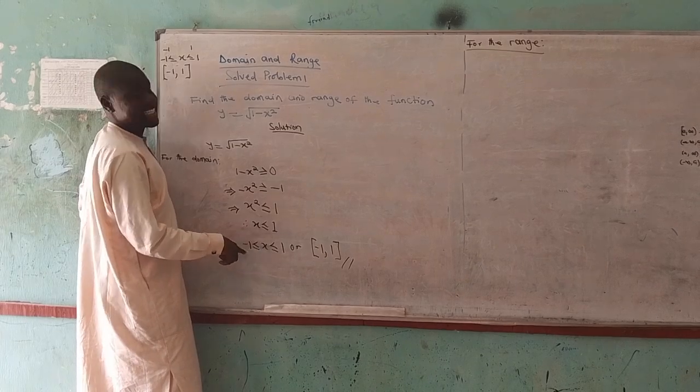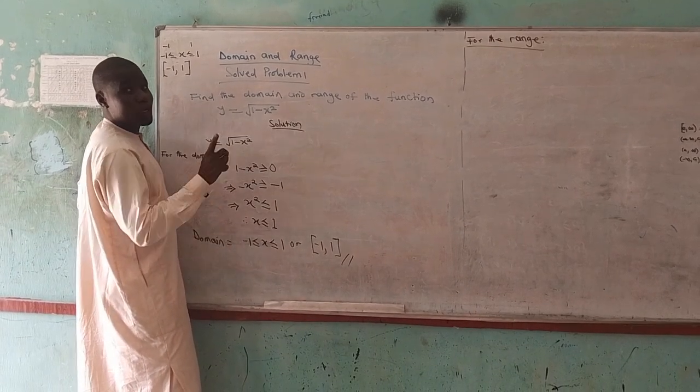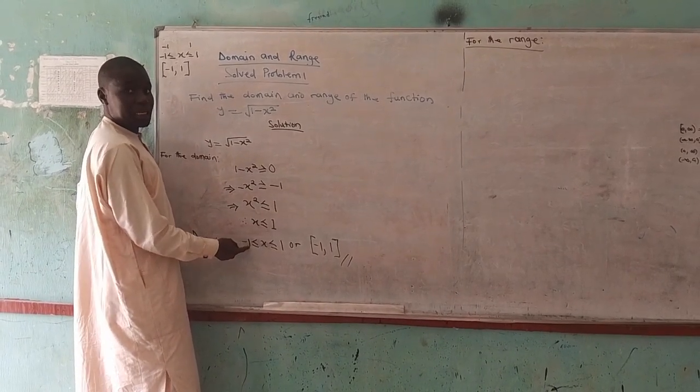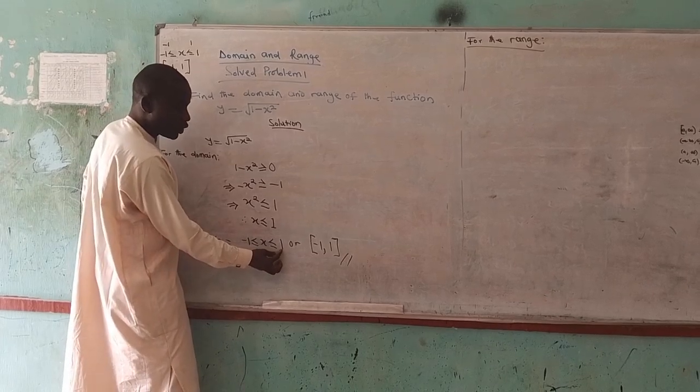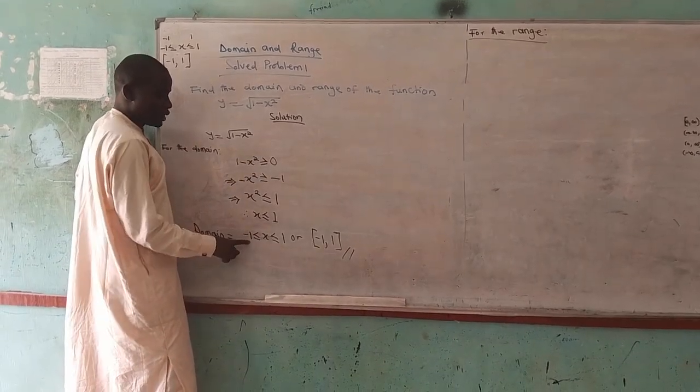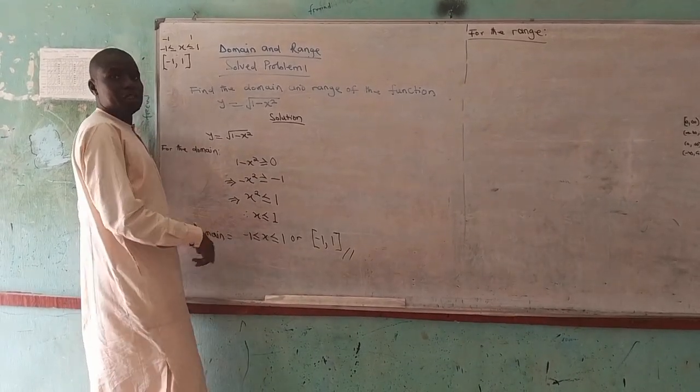Because 0 is greater than minus 1. Do you understand? So the maximum value here is 1. The minimum value is minus 1. Do you understand?